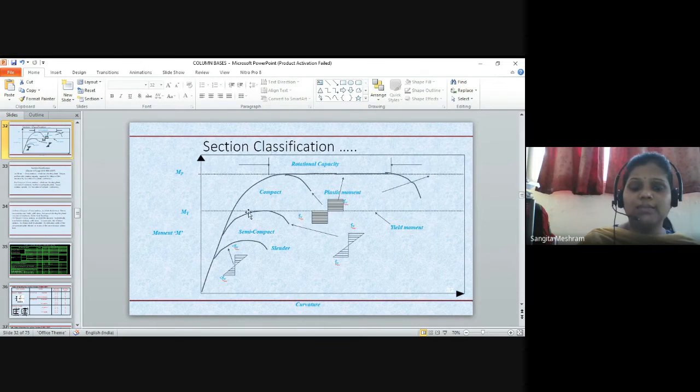Then the semi-compact section. Okay, it is also similar to the slender members, up to the yield point. Then there is the compact section. In the compact section it will have the capacity up to the plastic moment capacity, but it does not provide plastic hinges. And the last is the plastic section, in which the moment is equal to the plastic moment. If we are comparing the yield moment and the plastic moment, for the slender section the yield moment My is less than Mp.